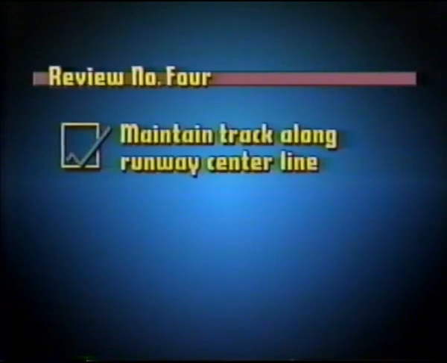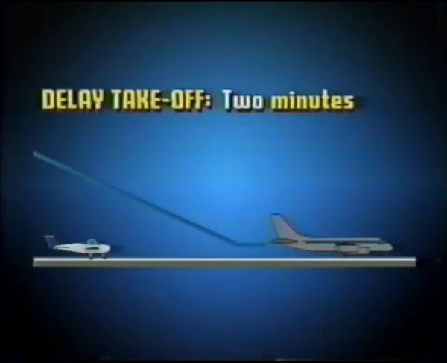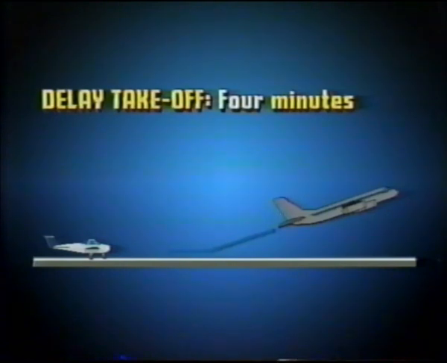The turn into the wind allows you to maintain a track along the runway centerline. Should you have any concern, no matter how slight, about wake turbulence, delay takeoff for up to 2 minutes for a landing aircraft, up to 4 minutes in the case of a preceding takeoff. This will allow the vortices to dissipate.